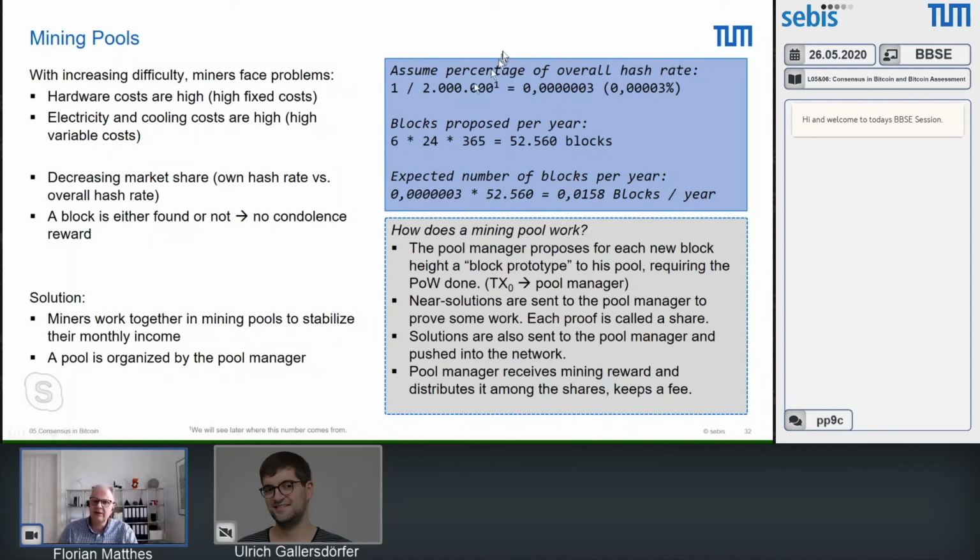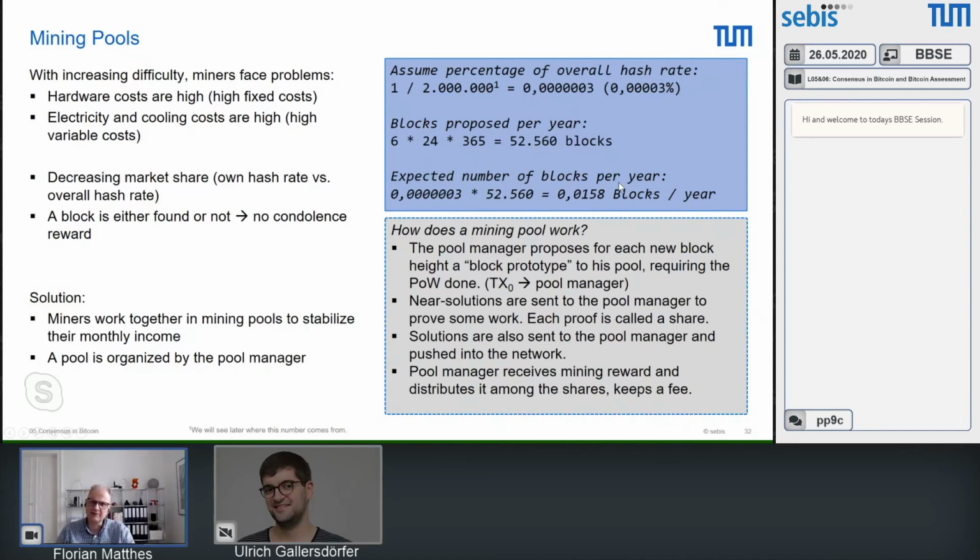And here you see a calculation. For example, if this is a percentage of the overall hash rate which you possess, say a tiny fraction like 0.0003% of the hash rate, then over a year, the number of blocks proposed per year would be 365 days, 24 hours, and 6 blocks per hour. That gives 52,560 blocks. Multiplied by your probability, this means you only have the chance of 0.158 blocks per year where you earn money. And that's obviously not such a nice business.